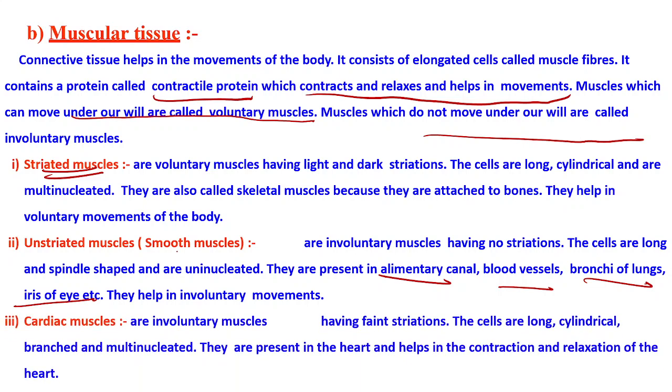Your last one is your cardiac muscles. They are involuntary again. They have faint striations, means कम होता है इनमें. The cells are long, cylindrical, branched, and multinucleated. They are present in the heart, दिल में होता है ये, and they help in the contraction and relaxation of the heart. Means जो the heart that pumps, once it contracts, then again it relaxes. So that is helped by the cardiac muscles.